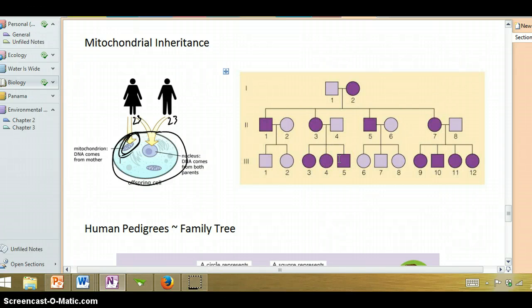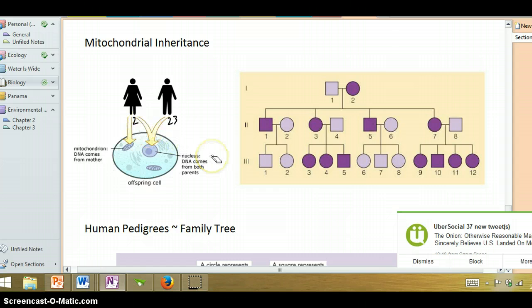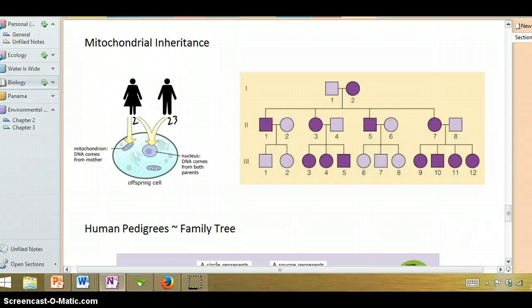All right, so we left off looking at mitochondrial inheritance, the idea that we inherit the DNA or the genes in our mitochondria from only our mother. Notice we've got this family tree here that shows this inheritance pattern. And notice that if a mother has a particular characteristic found in her mitochondria, all of her offspring will get it.